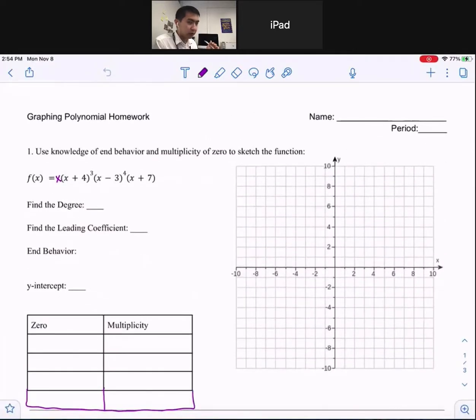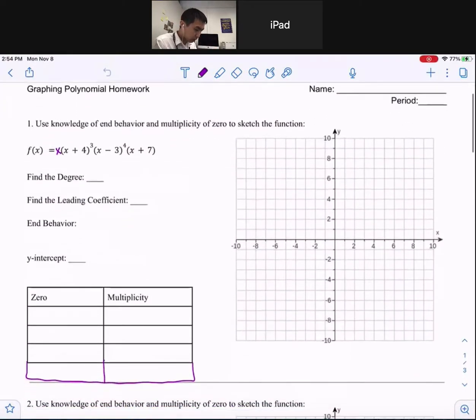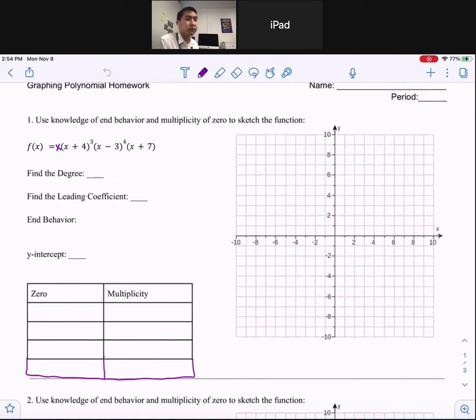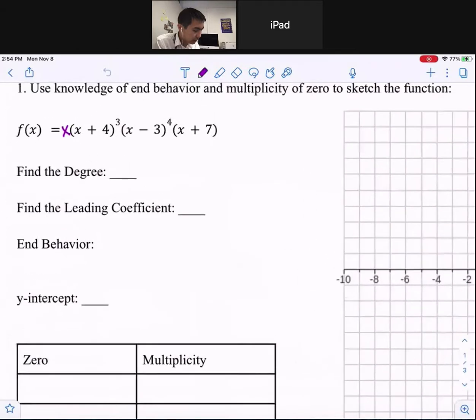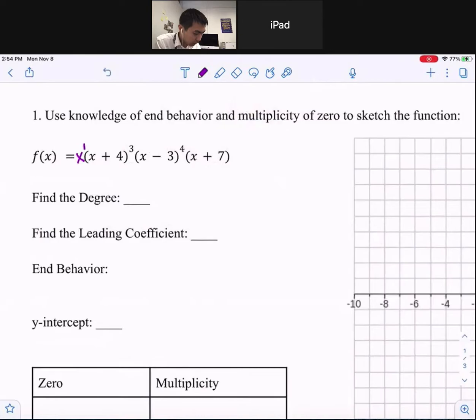Alright, hey guys, here's homework number 32, graphing polynomial functions. So here's number 1. To find the degree, you have to add the exponents of all your factors. So this is degree 1, 3, 4, and degree 1. So add up all the degrees: 1 plus 3 plus 4 plus 1, and you get 9. So for the first one, the degree is 9.